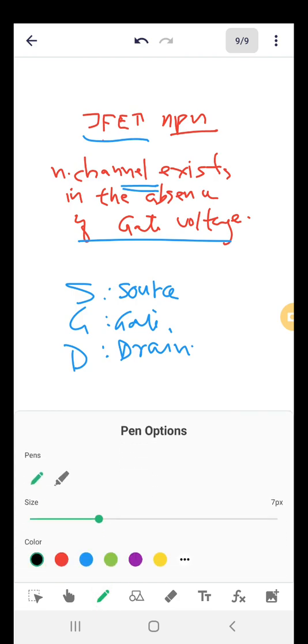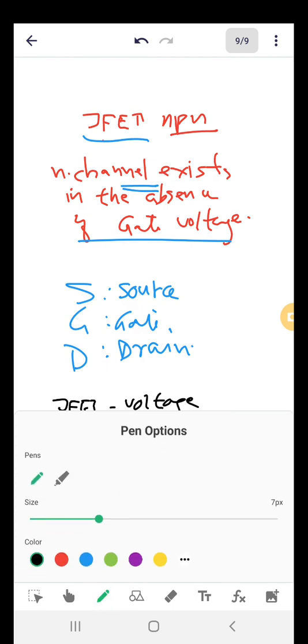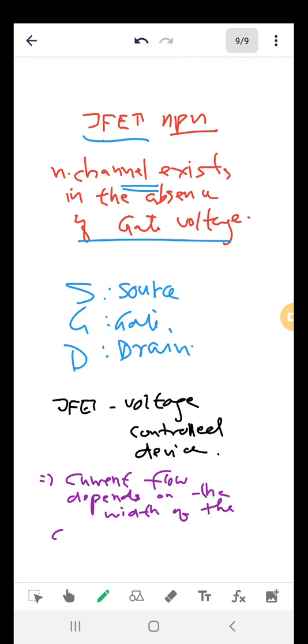So a JFET is a voltage controlled device, and the current flow depends on the width of the channel, which is controlled by the external potential.